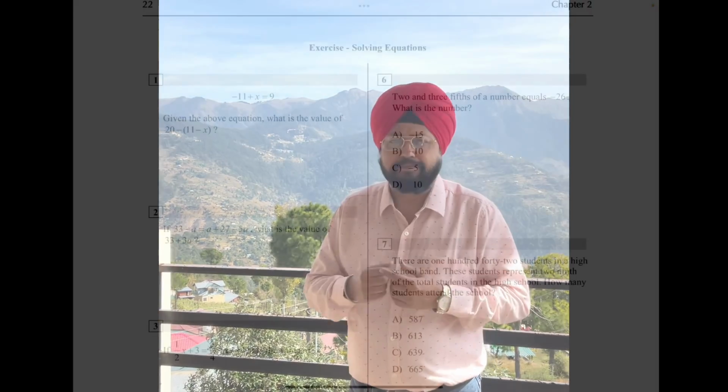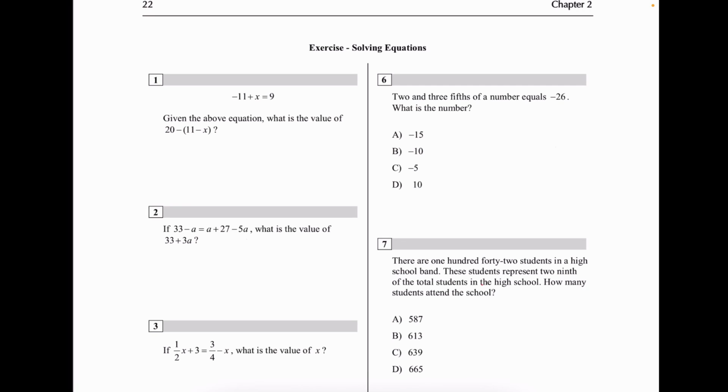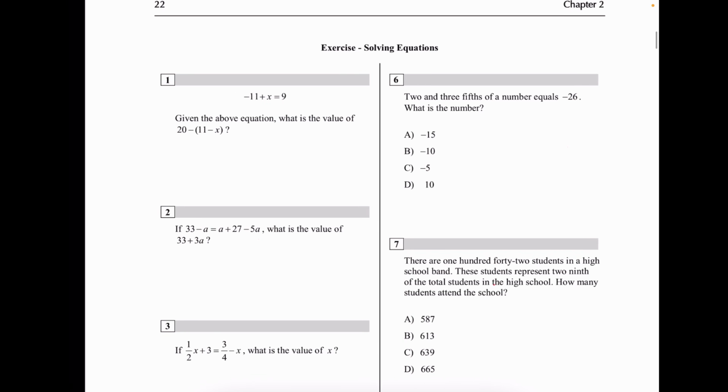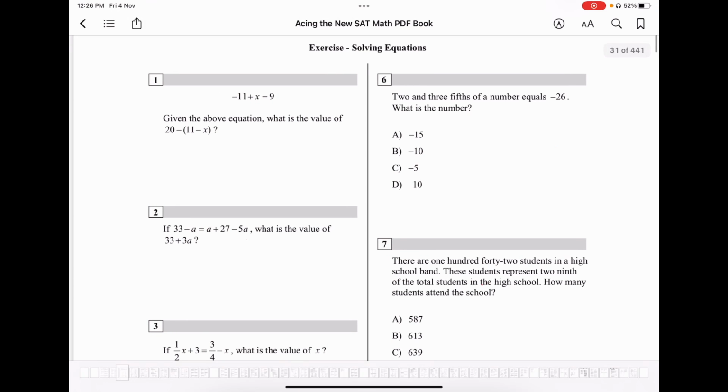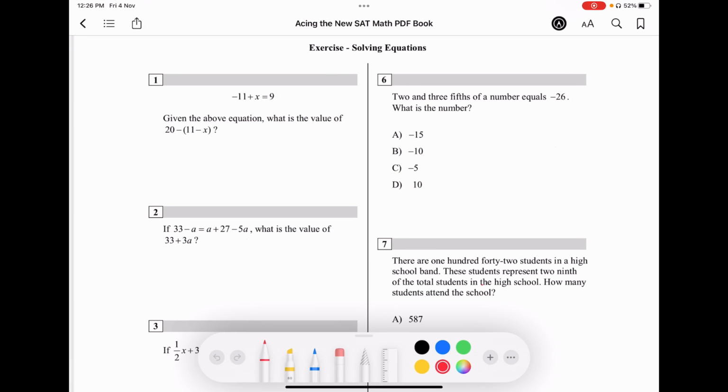So let us begin. Question number 1: given the above equation, what is the value of 20 minus 11 minus x? So first of all, if I observe this equation, I can get 20 minus 11 plus x, which is 20, and minus 11 plus x is 9, so I can write plus 9. So the answer for this will be 29.